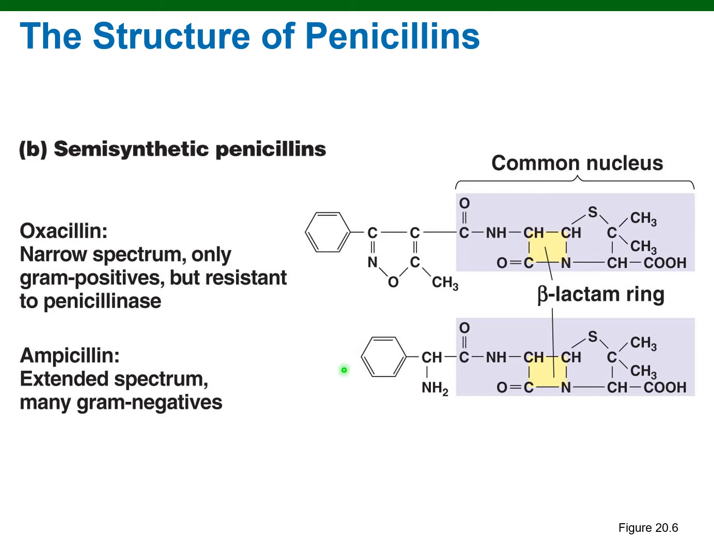Ampicillin has a simpler side chain, but ampicillin is known to be an extended spectrum type of penicillin that can treat many types of gram-negative infection in addition to treating gram-positive infections.